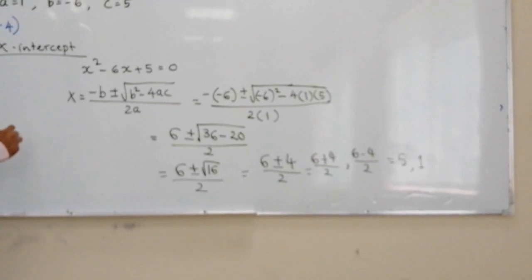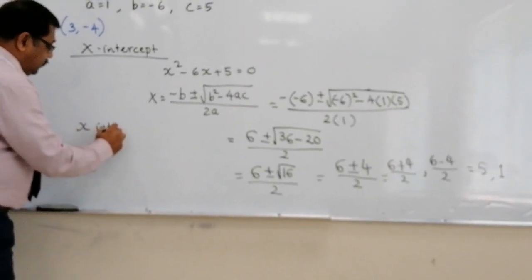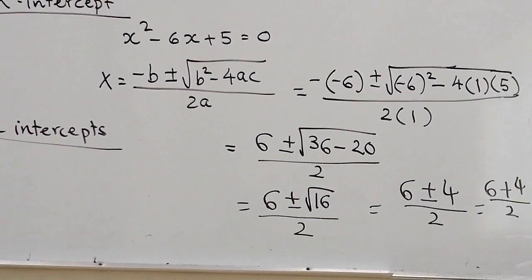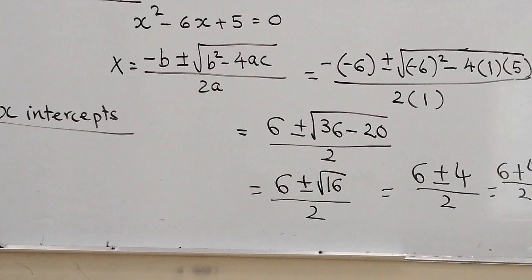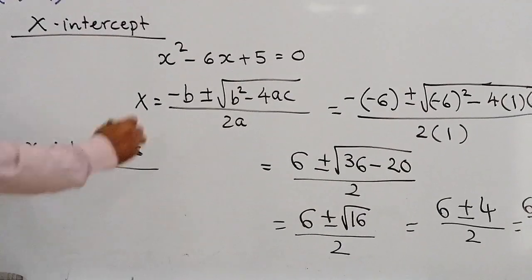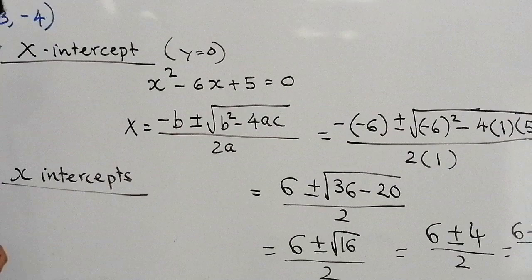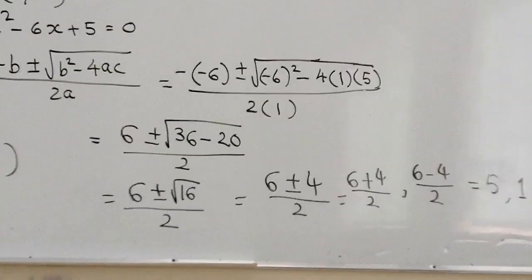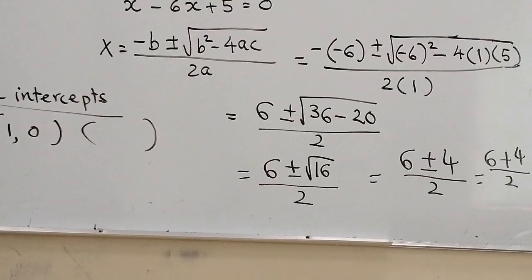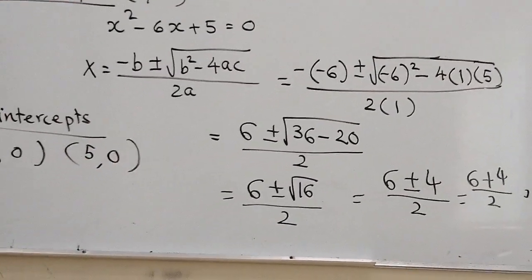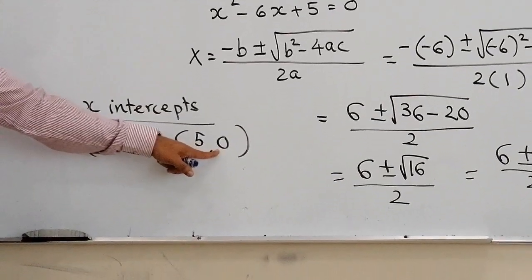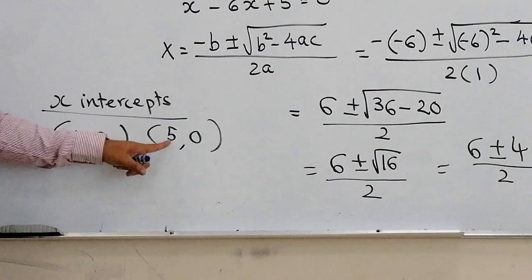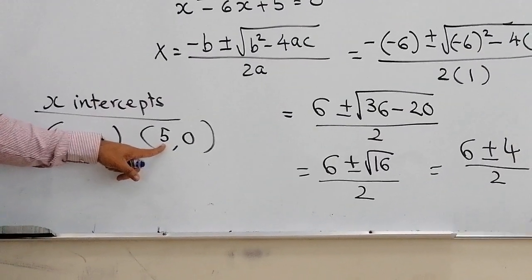So we can write it as: x-intercepts are 2 points, the points when y is 0. So the x-intercept, we write it as 2 coordinates. The first one is (1, 0) and the second one is (5, 0). We know the y coordinates are 0 and these are the x values. So the first x value is 1, the second x value is 5.